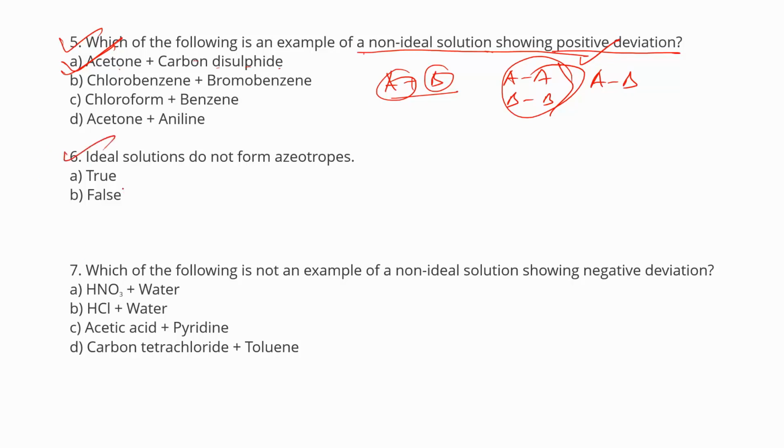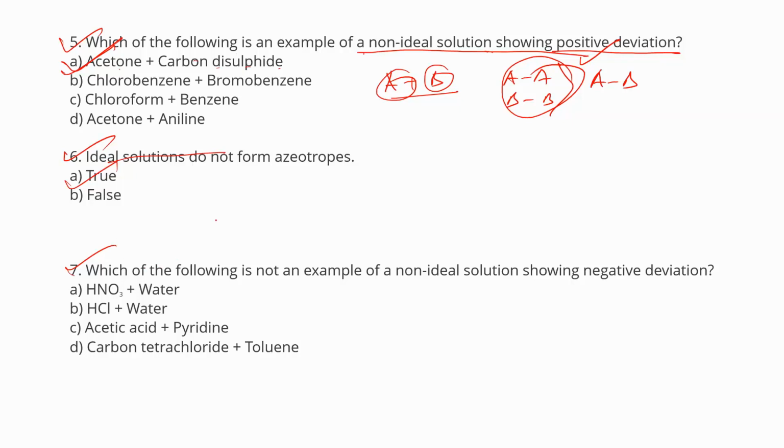So the option stating that ideal solutions do not form azeotropes is true. But why is it true? There is some condition. I already said that non-ideal solutions form azeotropes, but there is an exception with ideal solutions. So ideal solutions do not form azeotropes.